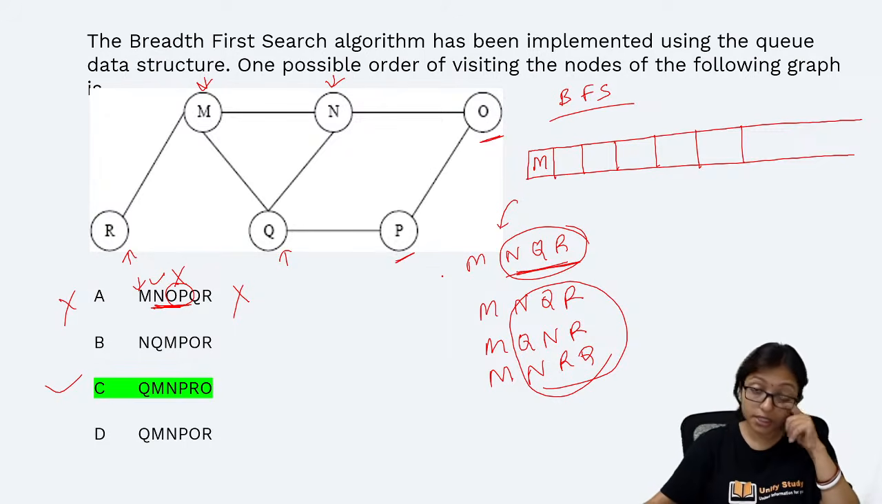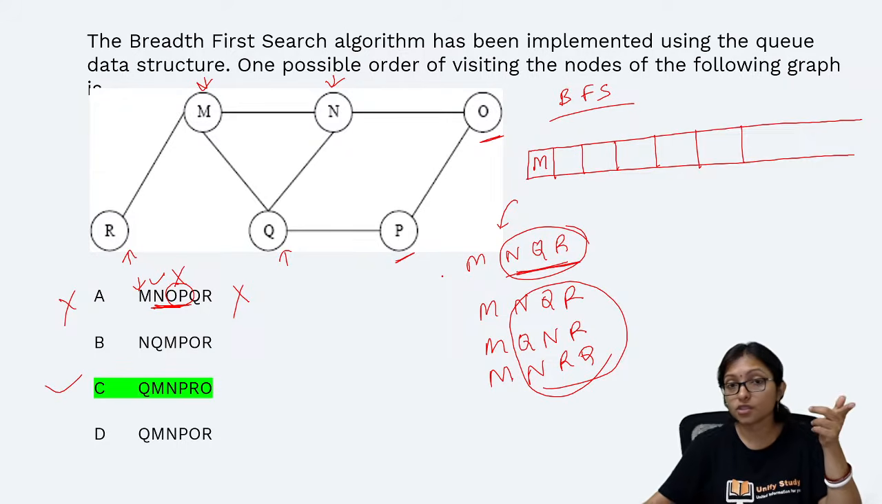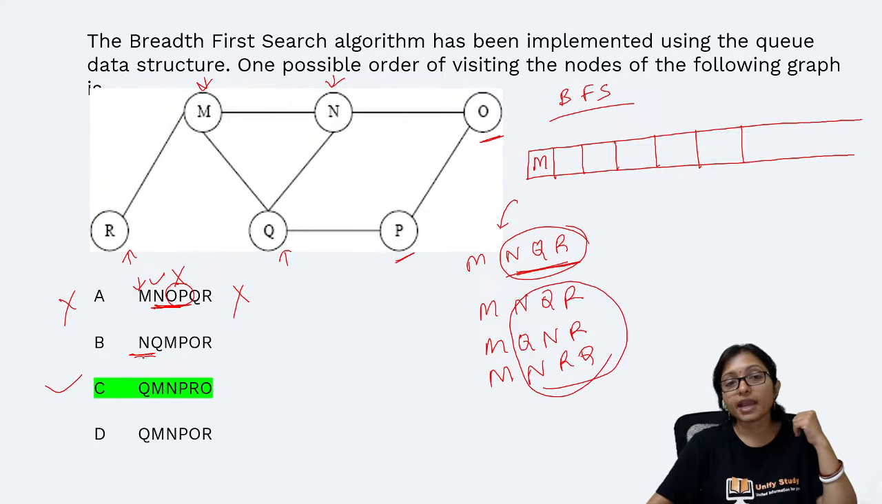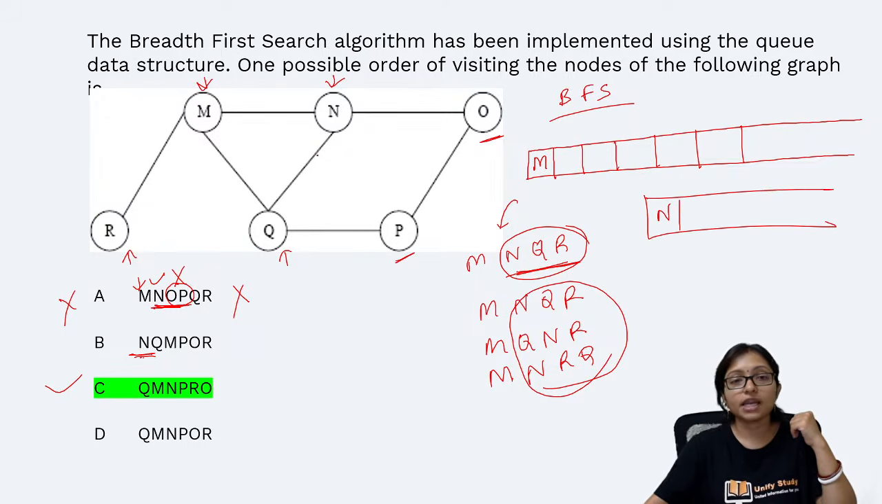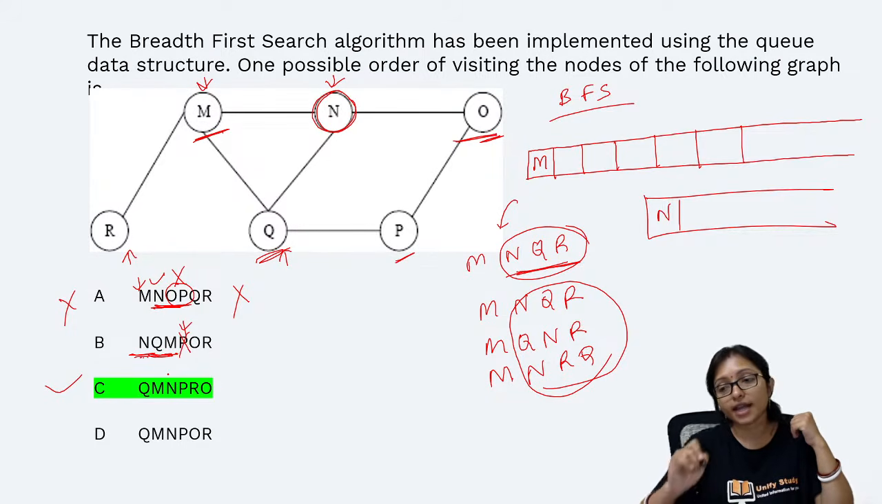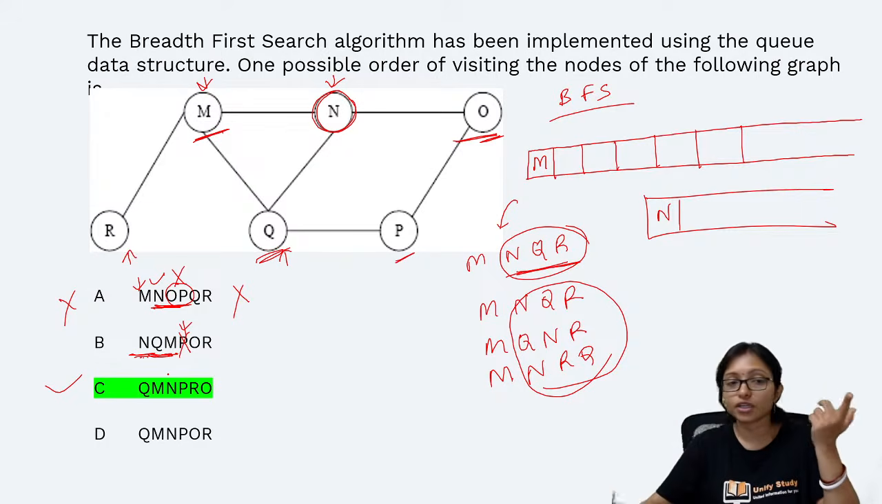Why is it not? This is the reason why it is not. Now see that, for option B also the same thing. M, N, you are starting with N. Whenever you are starting with N, what will happen? What are the adjacent nodes of N? That is M, Q and O. So after N, Q and M are okay, but P cannot come. P is not adjacent. That's why P cannot come.